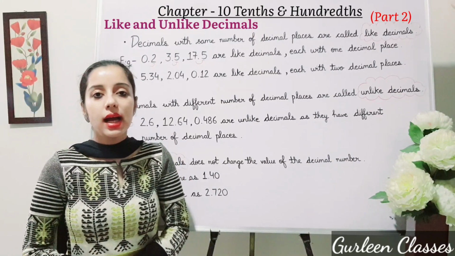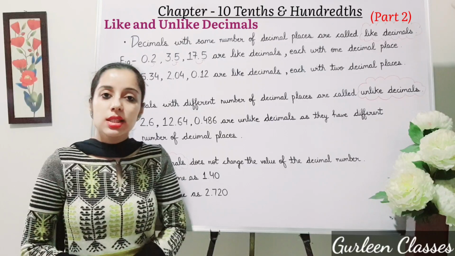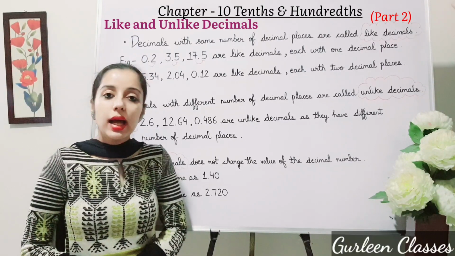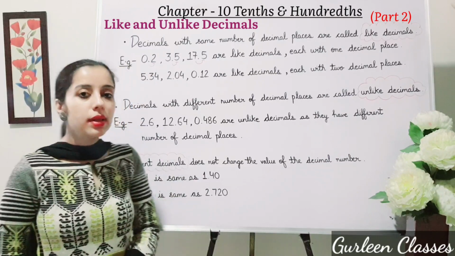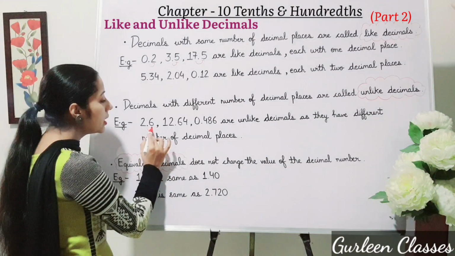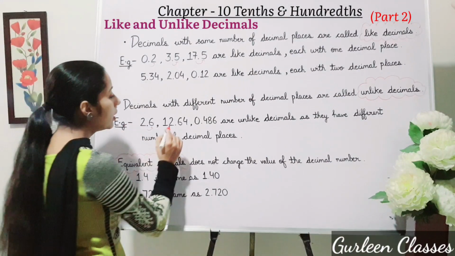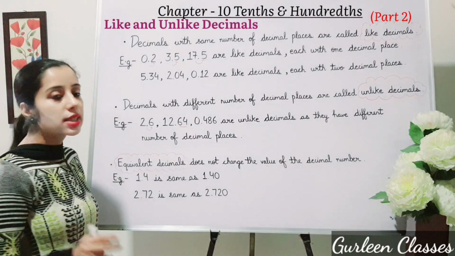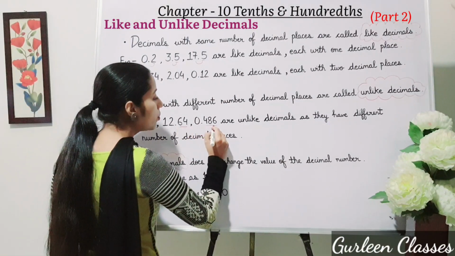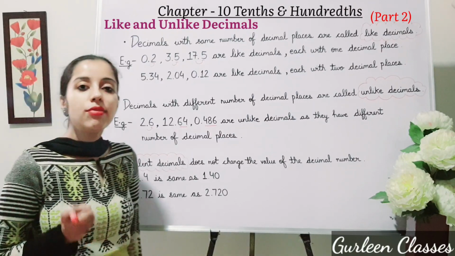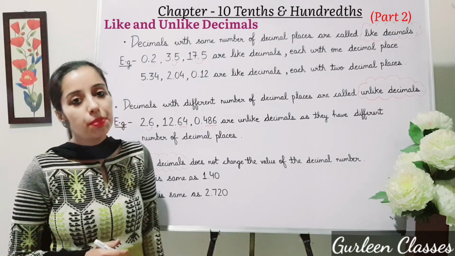Now, what are unlike decimals? Decimals with different number of decimal places are called unlike decimal. Example, here you can see 2.6. After decimal there is one digit. Another, 12.64. After decimal there are two digits. So here after decimal 3 digits. So they are unlike decimal as they have different number of decimal places.